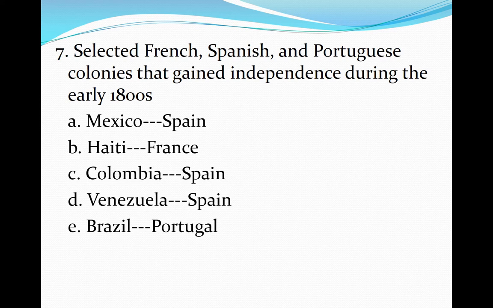Mexico is going to get its independence from Spain. Haiti is going to get its independence from France. Colombia is also going to pull away from Spain. And Venezuela is also from Spain. And lastly, the one we're going to be talking about is Brazil, which is going to basically pull away from Portugal.